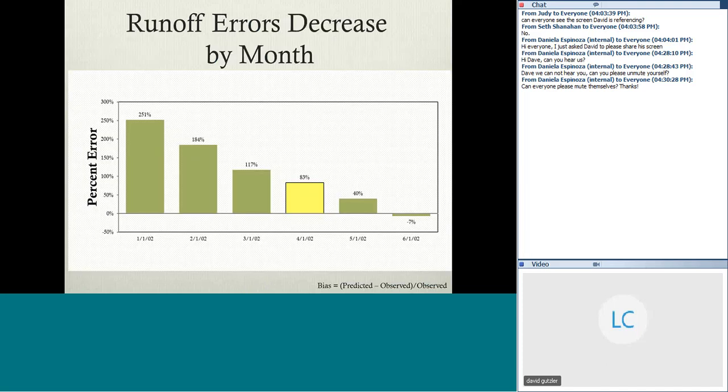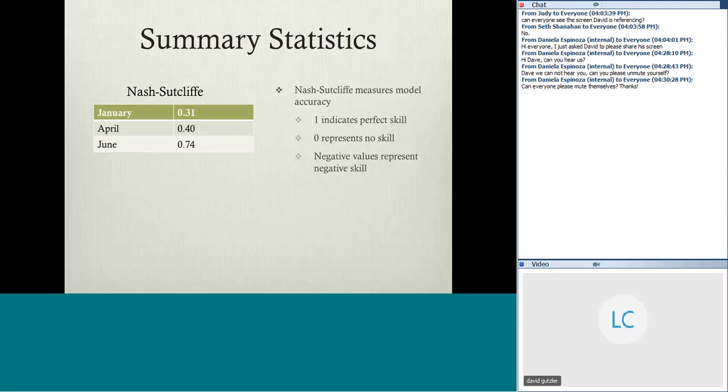And what you can see is that the percent error, if we look at the column over on the far left, there's a lot of error in the water supply outlook forecast in January. The error goes down in February and then again in March, and then there's April, May, and June. April 1st is typically the standard that is commonly used for making important decisions about water supply for the year. And this slide indicates how the errors change through the course of the springtime.